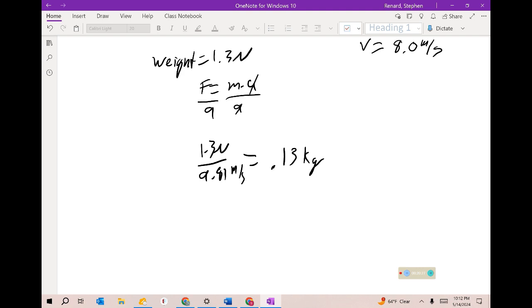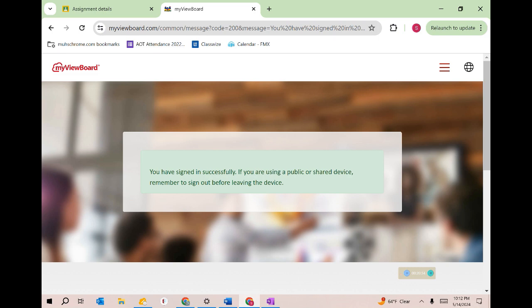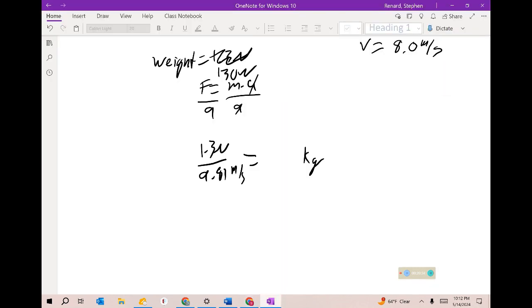That's 130 newtons. So that would be 13 kilograms, I'm assuming. 130 newtons divided by 9.81, 13.25. Sorry about that. So 130 divided by 9.81 is 13.3 kilograms. Or we only get two sig figs here, so 13 kilograms.